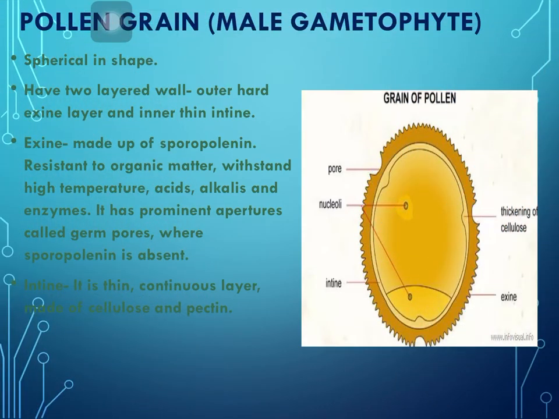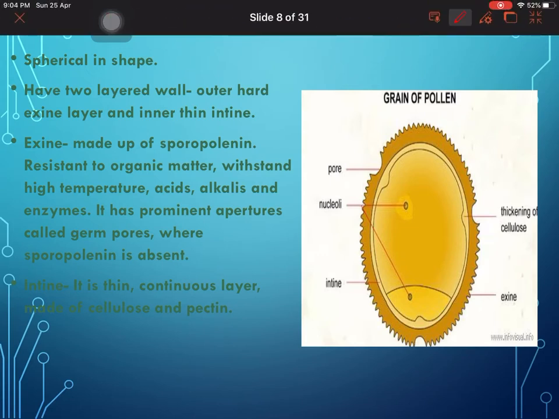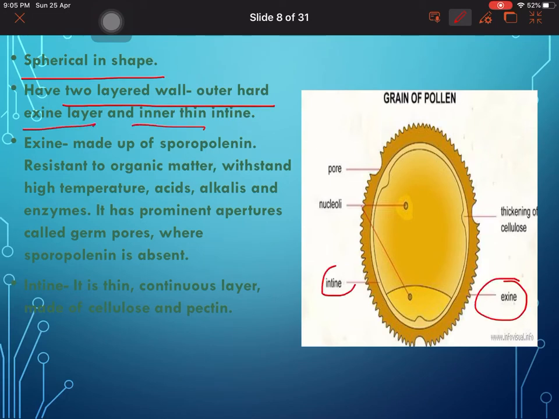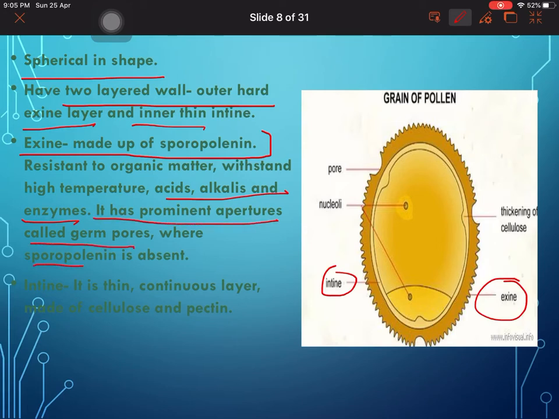The pollen grain is also known as the male gametophyte in the case of flowers. It is spherical in shape, as you can see from the diagram. It has a two-layered wall, the outer exine and the inner intine. The exine is made up of sporopollenin, which is resistant to organic matter and withstands high temperature, acids, alkalis and enzymes, because of which it is able to survive harsh conditions. It has prominent apertures called germ pores where sporopollenin is absent.